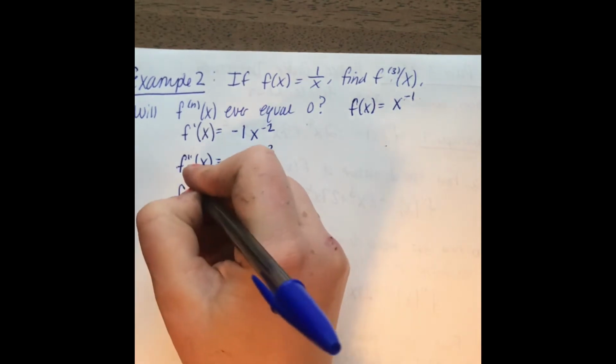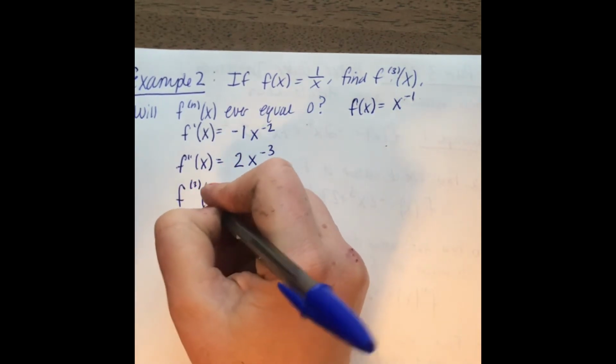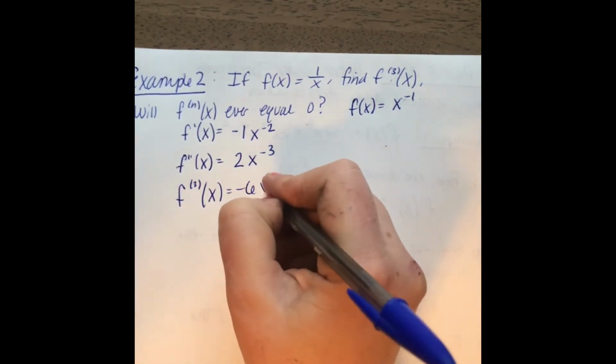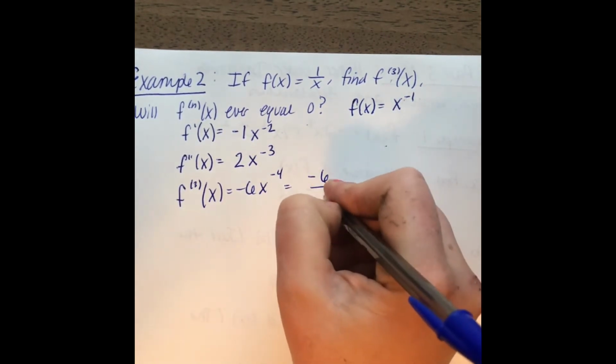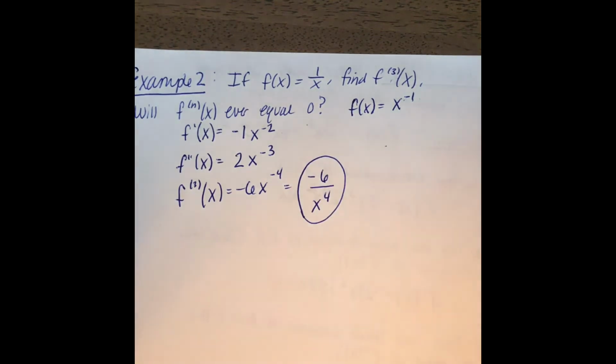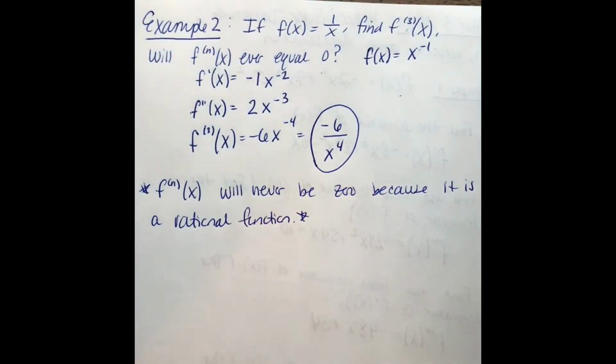And then the third, negative 6, x to the negative 4, which is the same thing as negative 6 over x to the 4. Perfect. The last part of the question is, when we take the nth derivative, will it ever be equal to 0? And the answer is no, because it is a rational function.